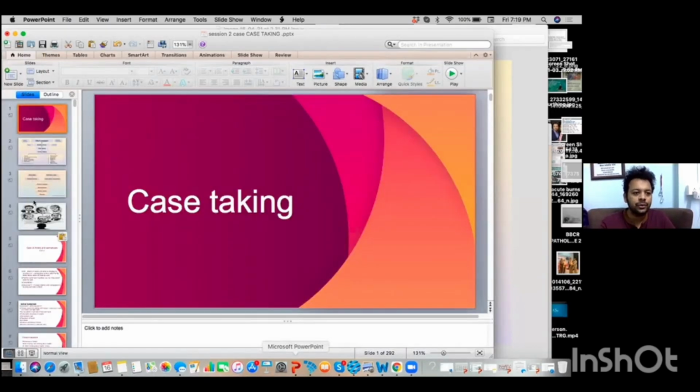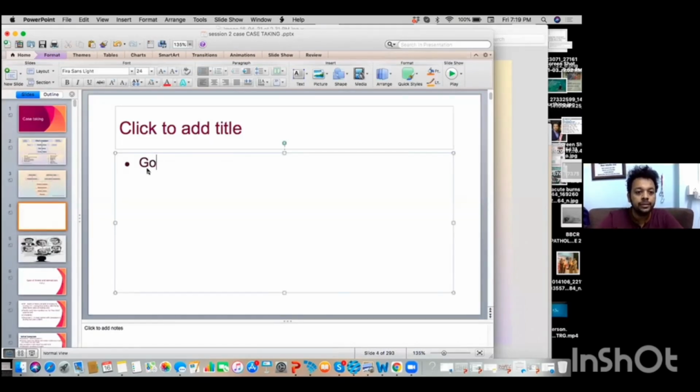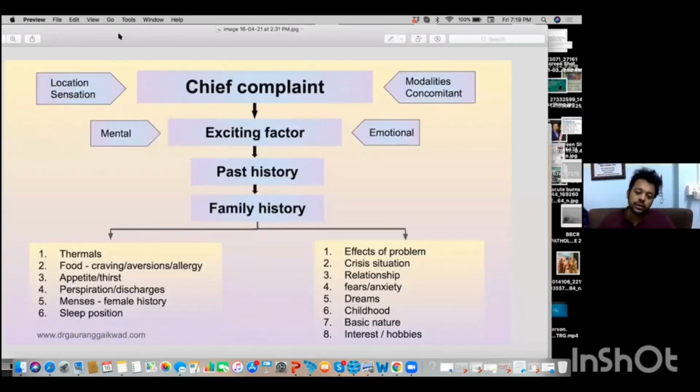Let me put it for you. So first is go deeper and probe the peculiar. Yes, I want you to remember, I was talking to you about organs. There are certain remedies which have a specific organ affinity.